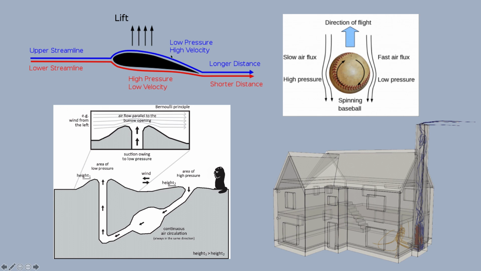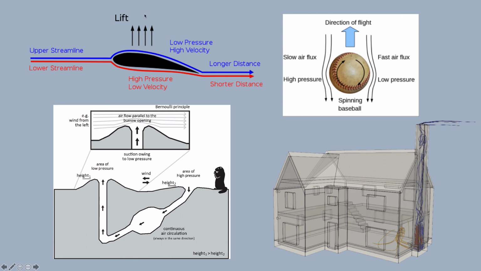The top path actually requires more distance, so this is more of a straight line path than this one. And for that reason, these air molecules have to be traveling faster. So there's faster flow speed across the top of the wing, lower flow speed across the bottom of the wing. As a result, low pressure on the top, high pressure on the bottom, and you get a lift force pushing up.